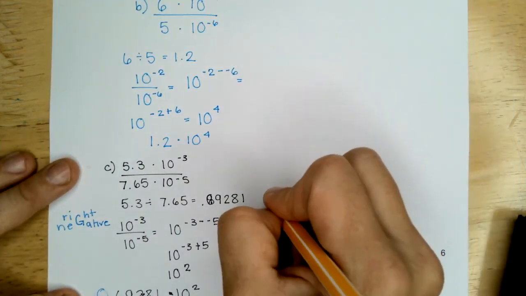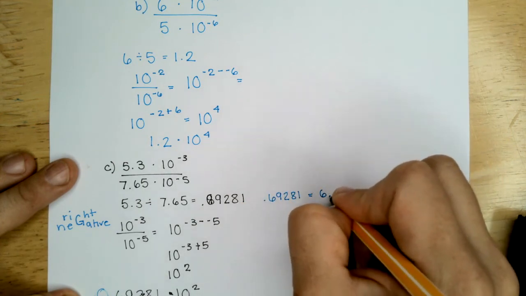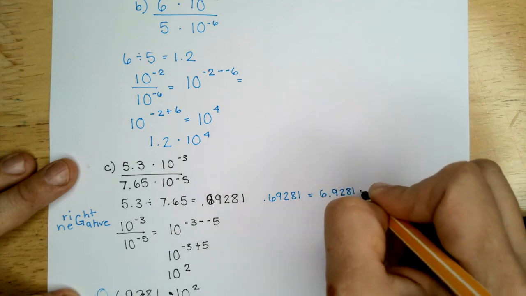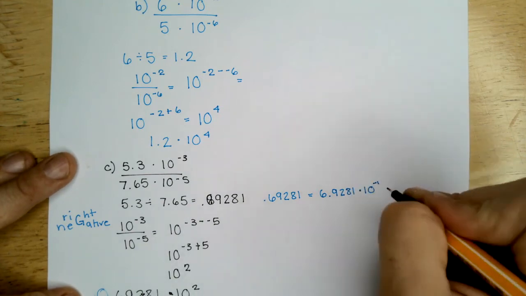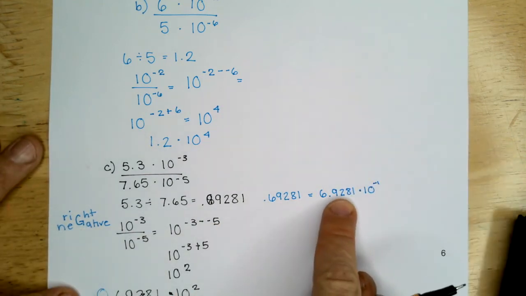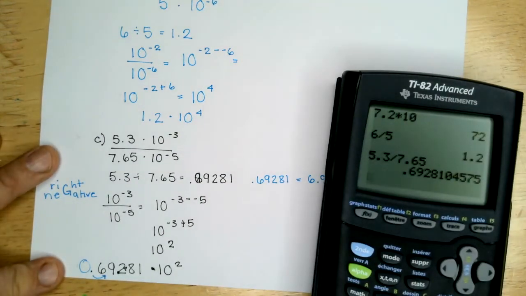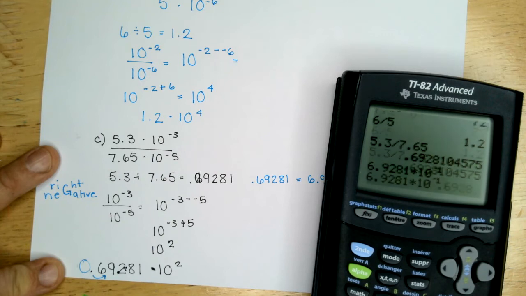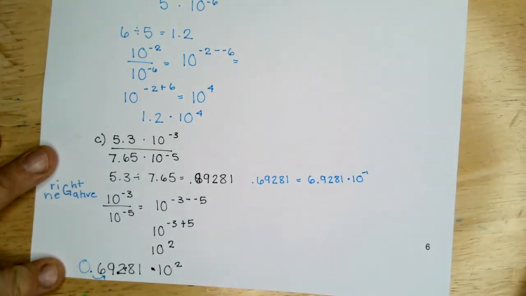So 0.69281 is the same as 6.9281 times 10 to the first, right? But it's negative because I moved to the right. 6.9281 times 10 to the power of -1 is 0.69281. You can check it in your calculator. Good.